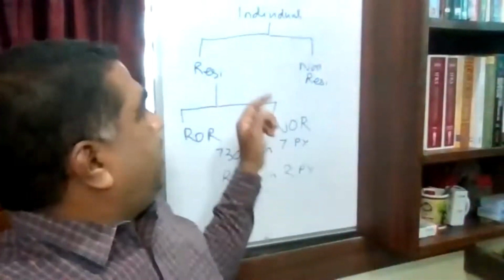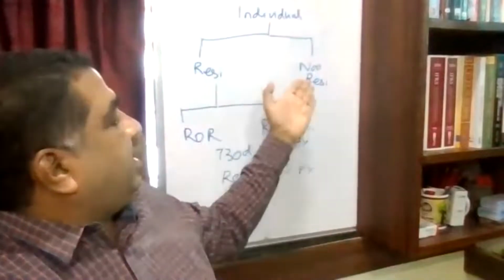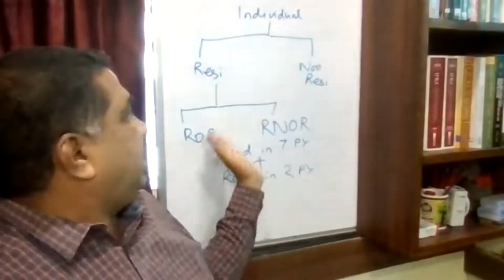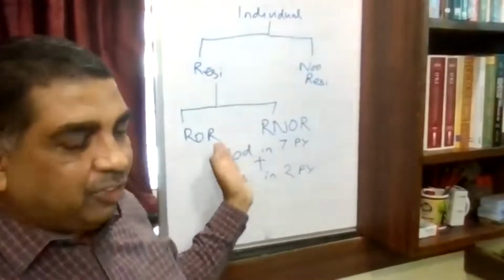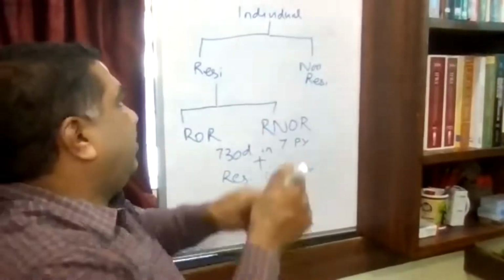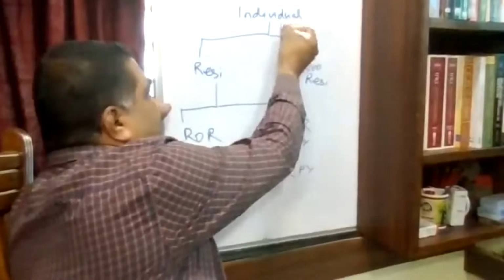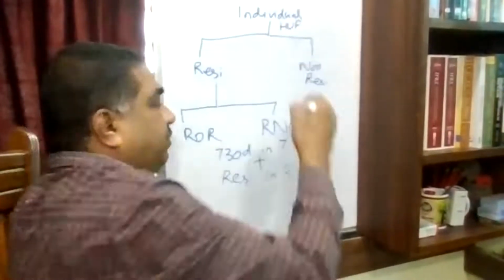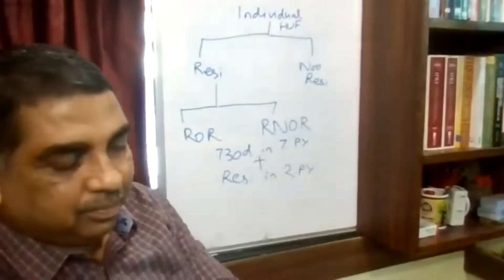Having covered this, now let us move to one more type of assessment. Next, we'll move to HUF. And as you know, for HUF also, there are 2 possibilities. That means either HUF can be resident or non-resident. And once it's resident, then again we have to classify them as ROR or RNOR. So this type of classification is applicable for individual as well as HUF.